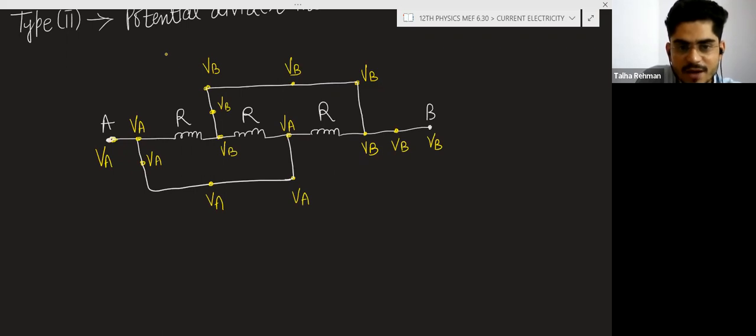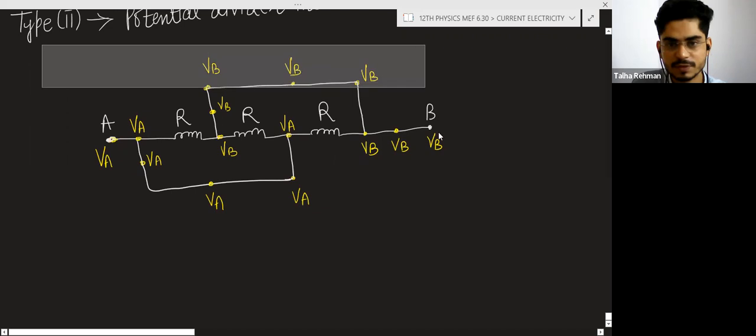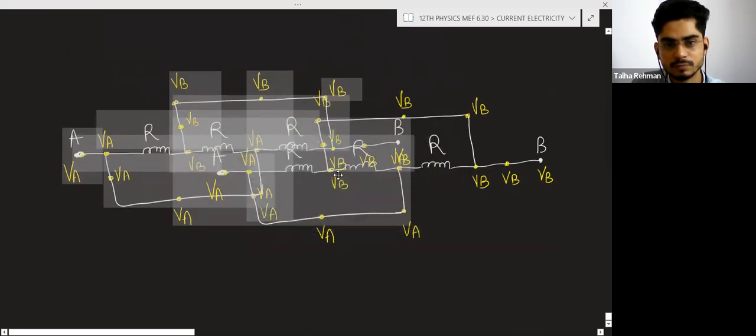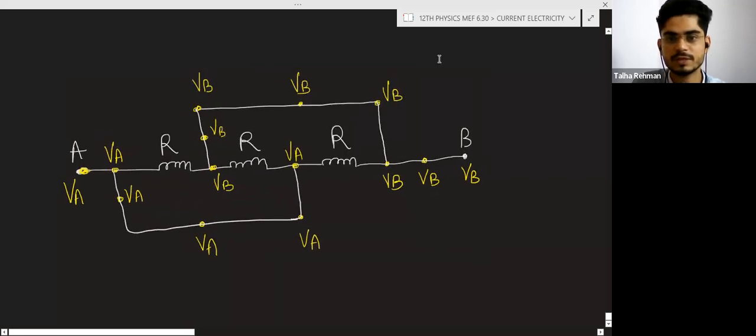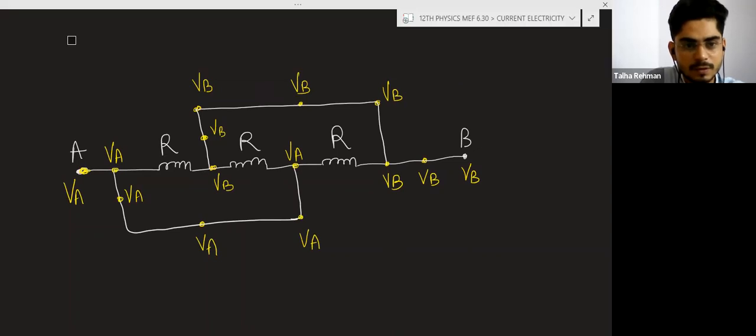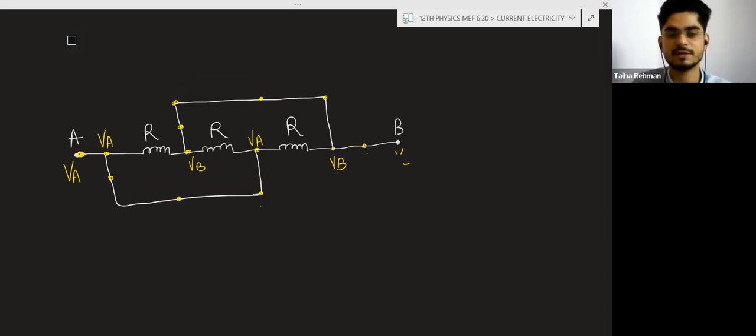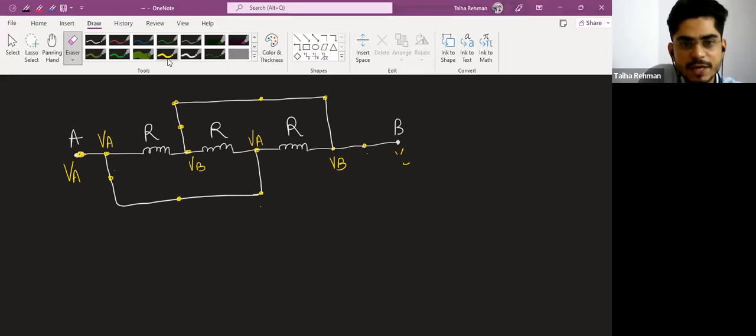If you are just taking this R, now I am just copying this figure. This is the figure. Now I am removing all this, this VA, and this. There is a single wire here, again a single wire, and this is a single wire. Three wires are there.